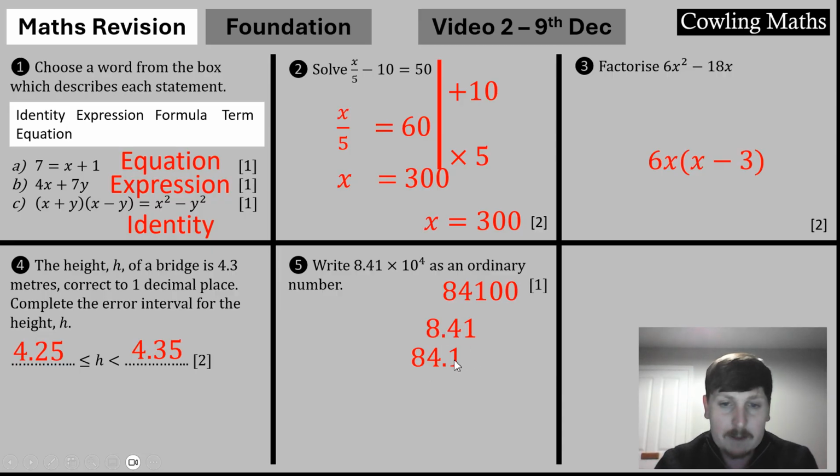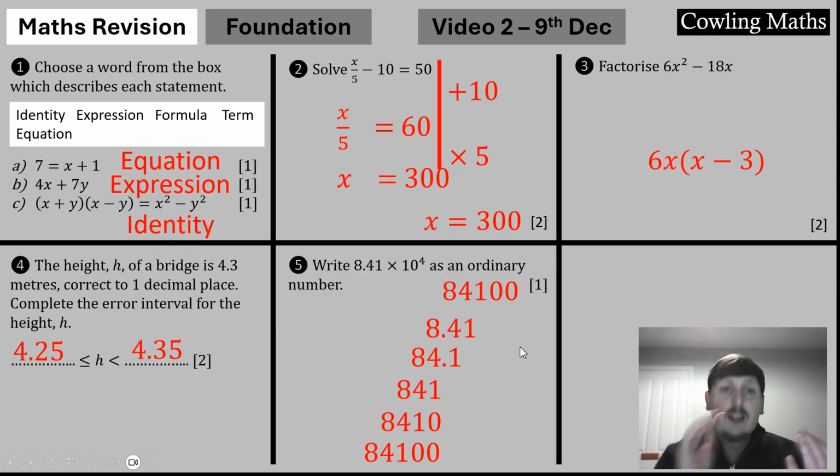So I've done it 1 time. We need to times by 10 again. We get 841, times by 10 again, 8,410, and we've got to do it 1 more time because we had to times by 10 4 times. So we've done it 1, 2, 3, 4 times. That means the final answer is 84,100. Nice, easy 1-mark question.